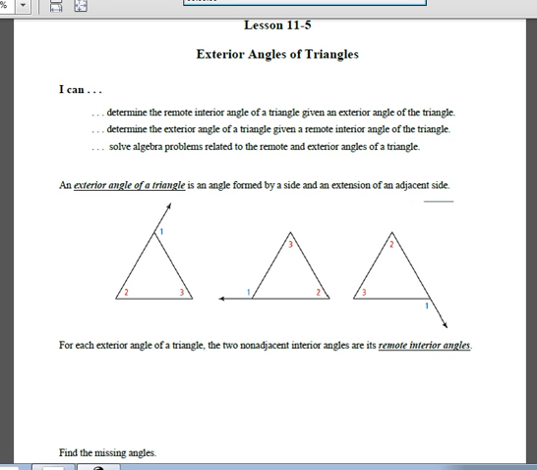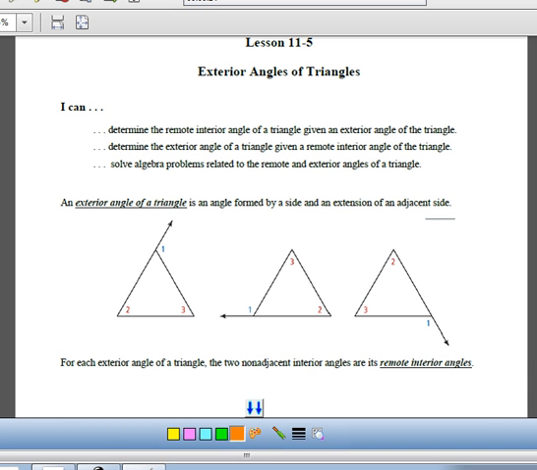Hello, welcome to the video notes for lesson 11-5, exterior angles of triangles. This begins on page 26 in your notes packet. Let's go ahead and take a look at the learning targets for this lesson.